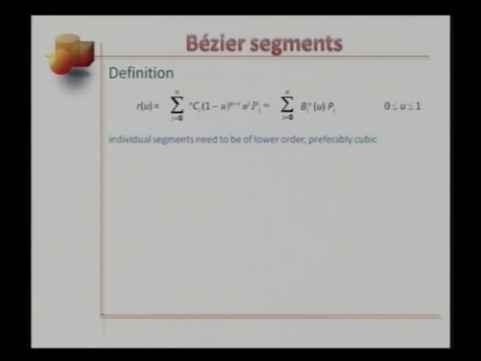We have seen this before when we were discussing Ferguson curves and also Bezier curves, that individual segments need to be of lower order, preferably cubic. Once again, to remind us, we need this to minimize oscillations in a segment. If a Bezier segment is cubic, it will need 4 data points, p0, p1, p2, and p3. We can call them design points or control points.